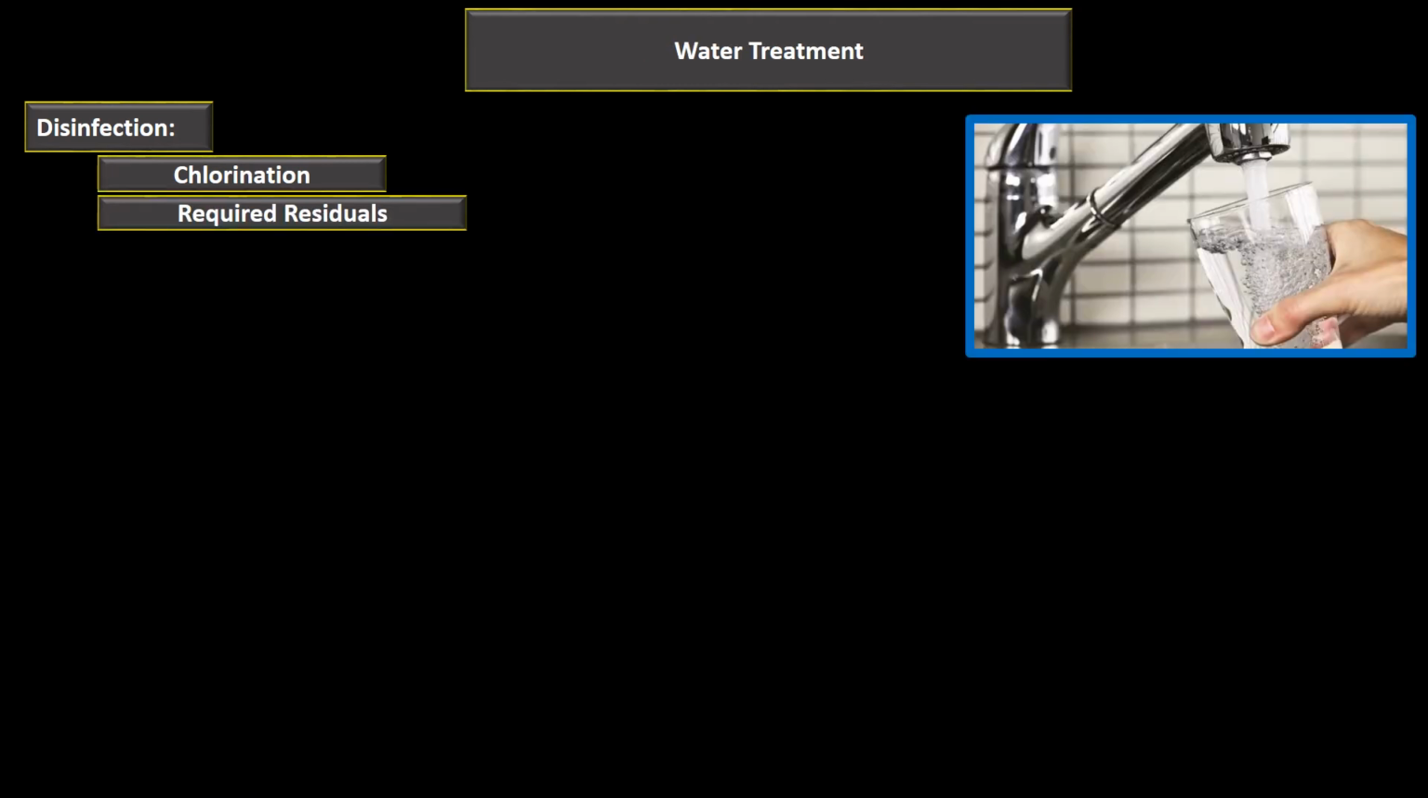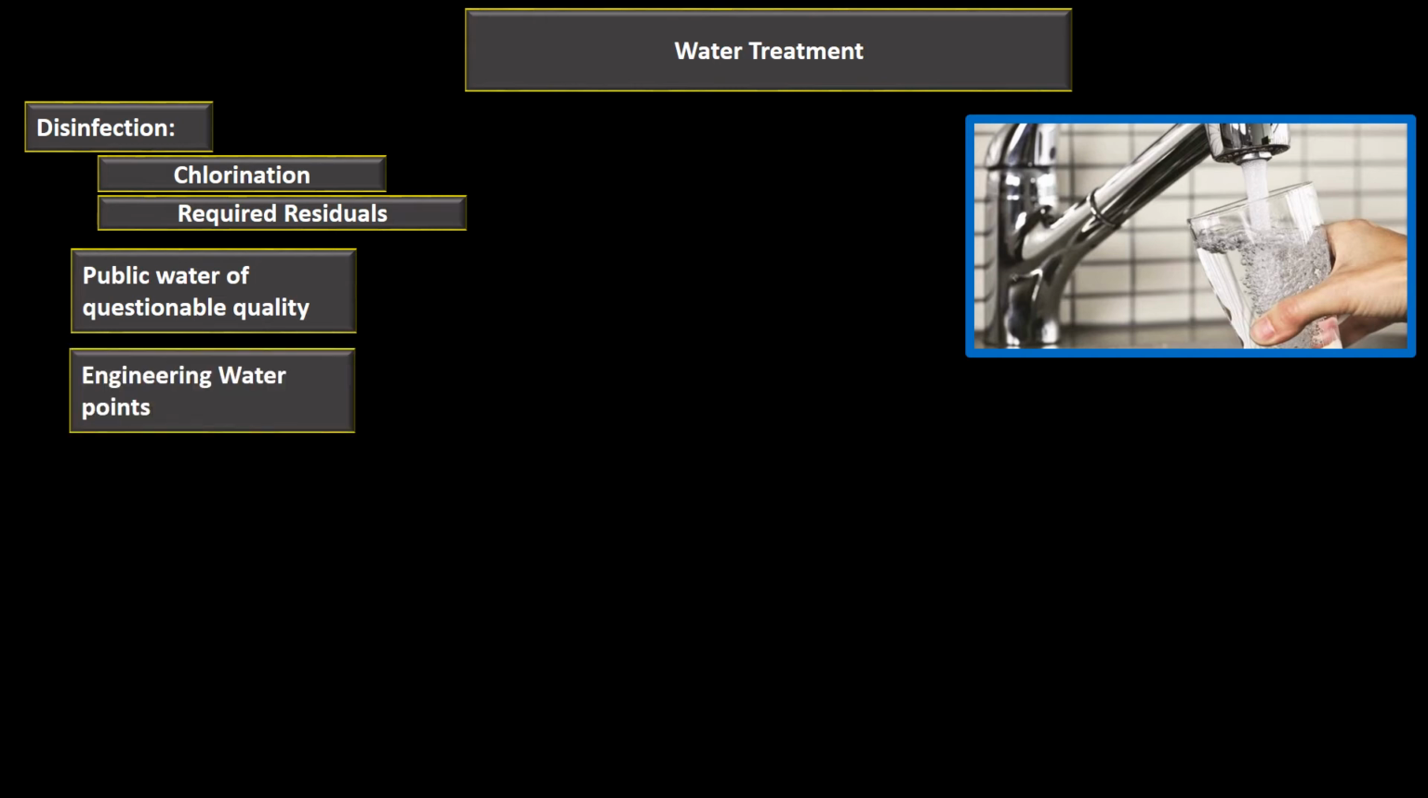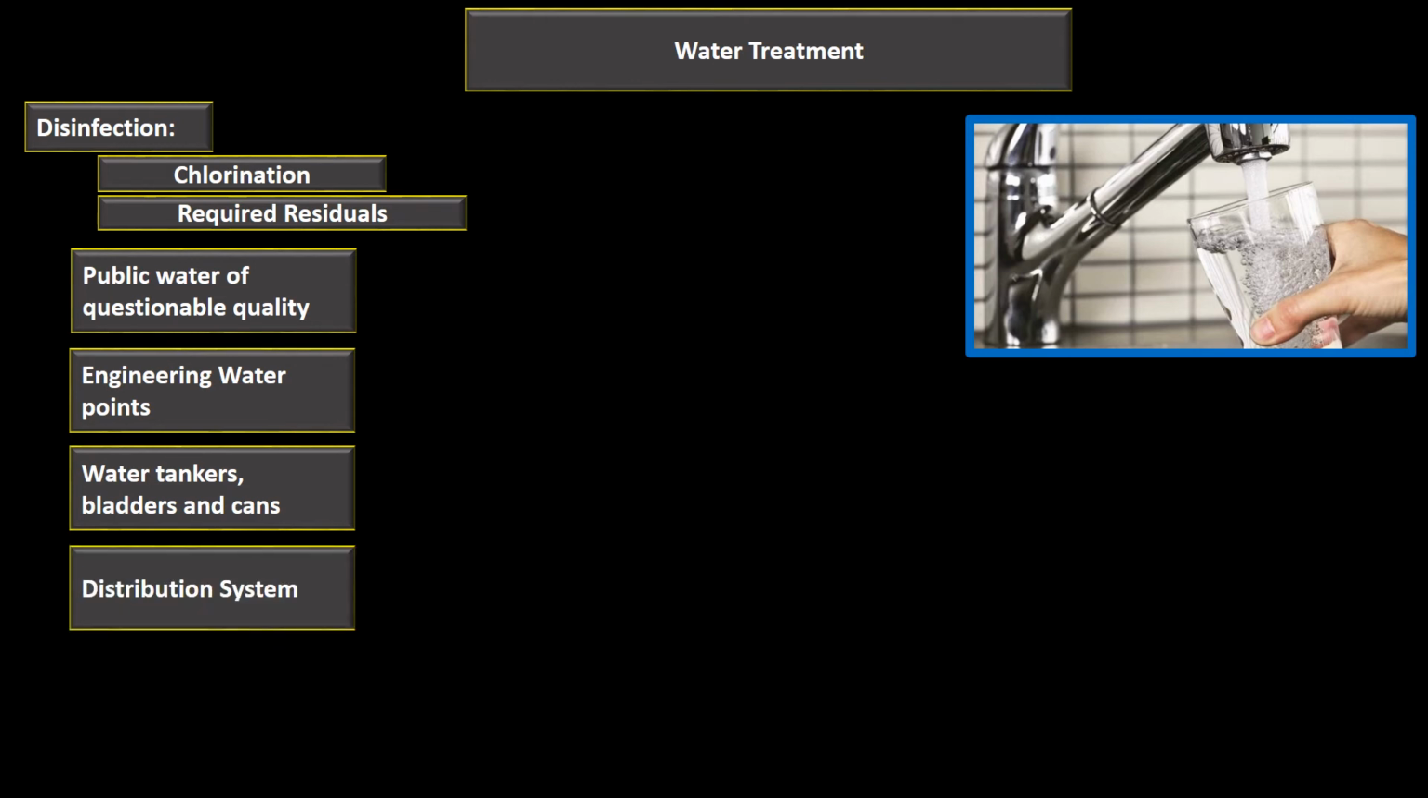So, required residuals of chlorination, or the required free available chlorine we need. First, let's talk about the sources of water. We're going to talk about public water of questionable quality, a public water system that we don't quite trust, engineering water points, water tankers, bladders, and cans, distribution systems, and then lister bags and canteens.